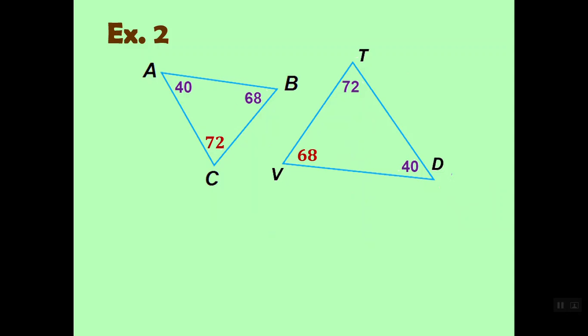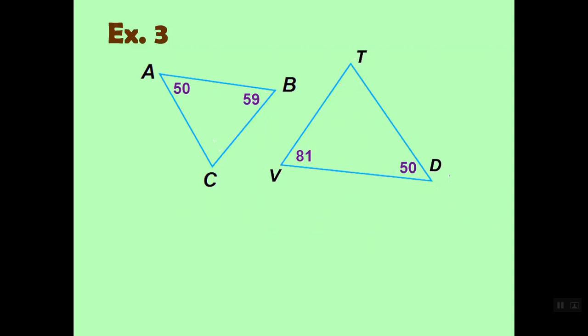So now that I've got all three angle measures indicated, you can see that in fact they are corresponding and equal in measure, so we know that these are going to be similar. So I'm going to put my similarity symbol, and then we're going to list A, B, C, and then I need to match up the vertices. And so you see angle A is 40, so angle D would come first, and then we've got B is 68, so V would come second, and then C corresponds with T.